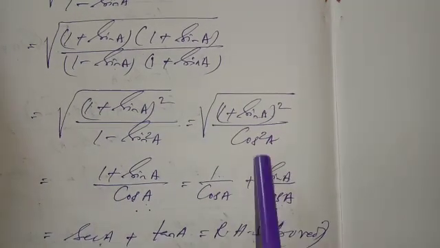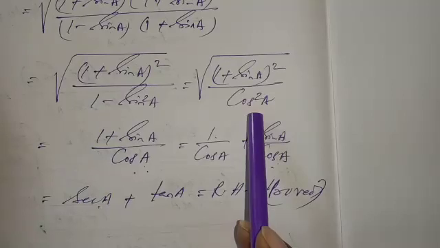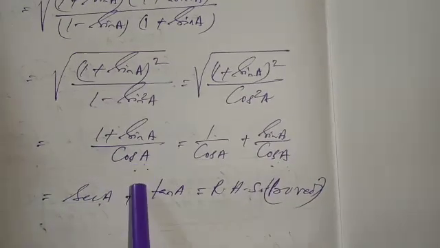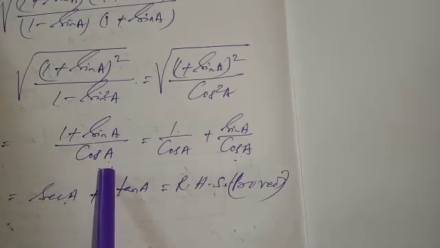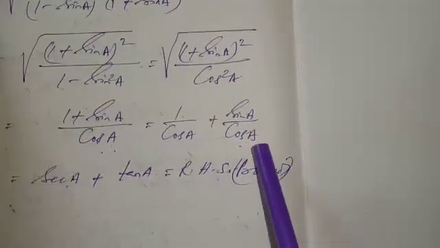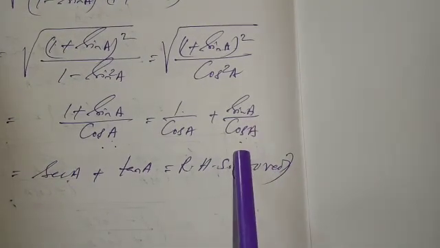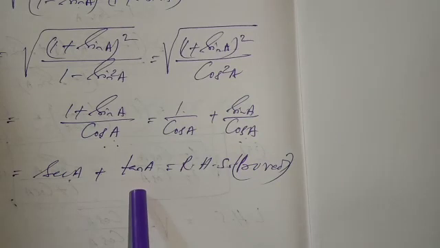1 plus sin a by cos a, as it is given whole square under root. Now, just separate the fraction: 1 by cos plus sin a by cos. 1 by cos means sec a, and sin a by cos is tan a, which is equal to the right hand side.